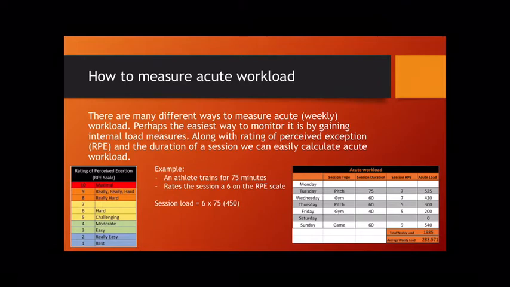That's the simplest way of measuring your acute workload, and it's the easiest and most effective way. As a player it's very easy to use, and as a coach and a manager it's a lot easier to use. There are other metrics you can use, GPS data, heart rate data, but unfortunately not all of us have this available to us. So this is the cheapest and maybe the easiest way to monitor acute workload.